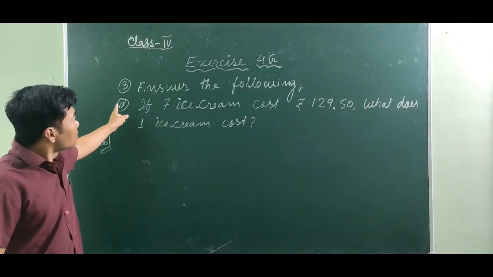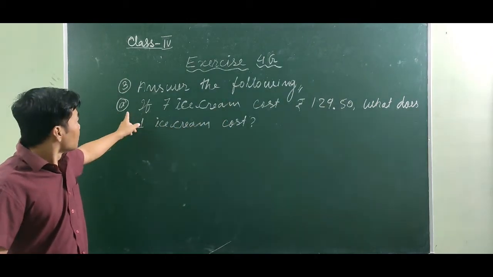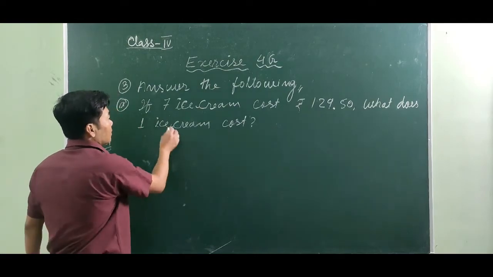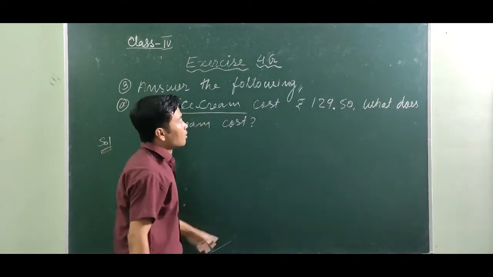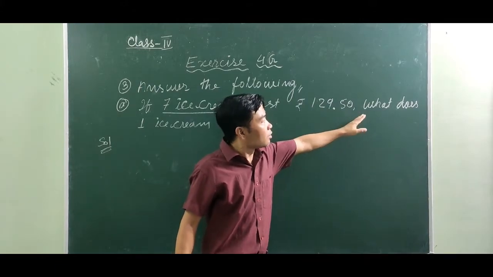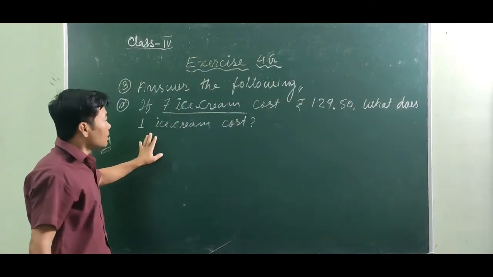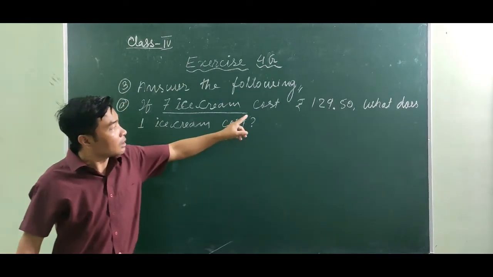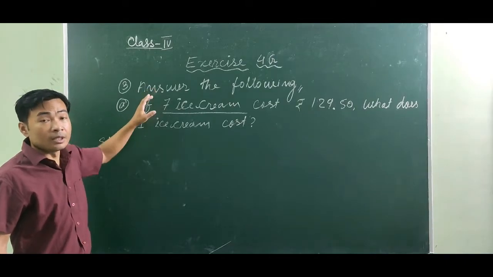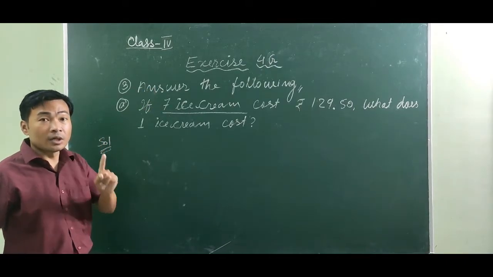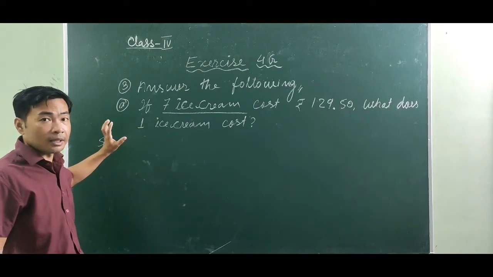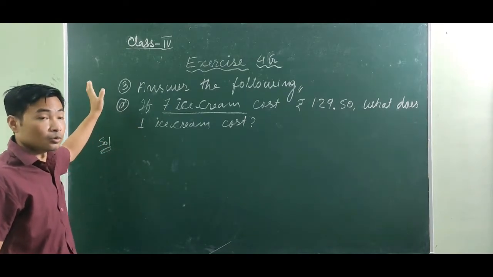Now question number 3, answer the following. Question number A, if 7 ice creams cost rupees 129.50, what does one ice cream cost? So 129.50 is the total price of 7 ice creams. So we have to find the price of 1 ice cream. So we'll do exactly the same as we divided in question number 2.